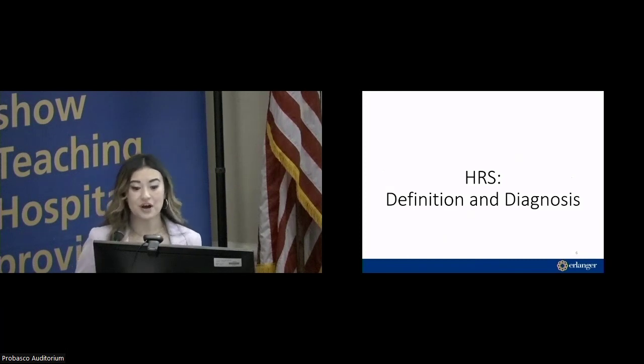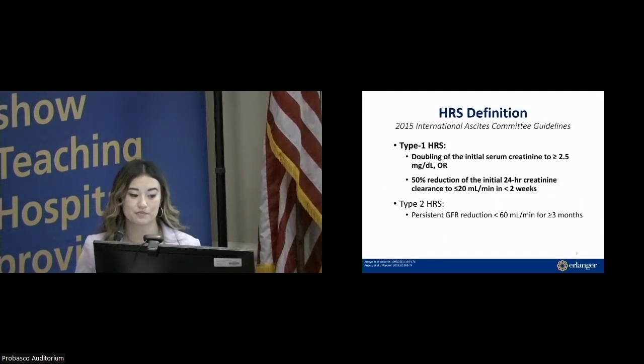Now, I want to move on to talking about the definition and diagnosis of hepatorenal syndrome. In 2015, the International Ascites Committee guidelines proposed these two following definitions. This was considered an old definition originating from 1996. Historically, in the setting of cirrhosis, HRS was classified as being one of two types, characterized by whether kidney function was affected in an acute versus a chronic manner.